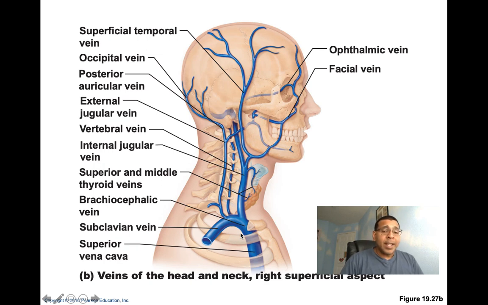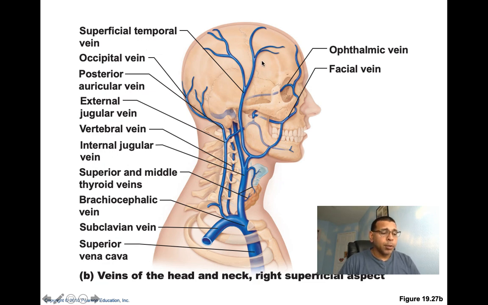Next, let's move to the veins of the thorax. I'm sorry, before we jump down there, we've got our superficial temporal as well. The superficial temporal vein, you can see, drains the superior and anterior aspects of the cranium and the scalp.